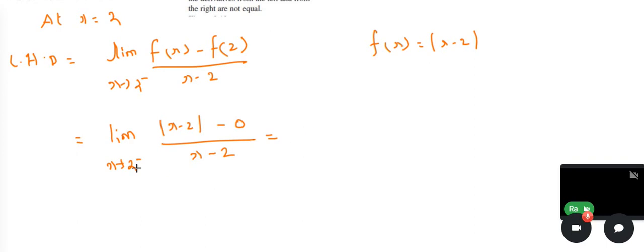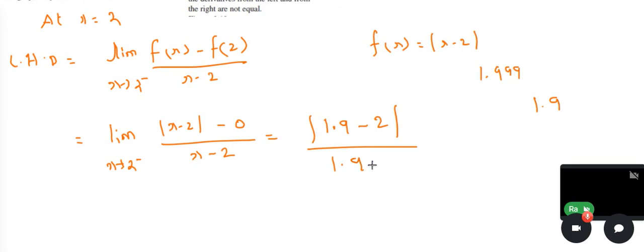Okay, let's take some value a little bit less than 2. Suppose I take 1.999 something, or let's take 1.9. Imagine that you are plugging it in here. So 1.9 minus 2, absolute value, divided by 1.9 minus 2. So this is going to be 0.1 divided by minus 0.1. So we get minus 1. Yeah, this is going to be minus 1 because this is positive.